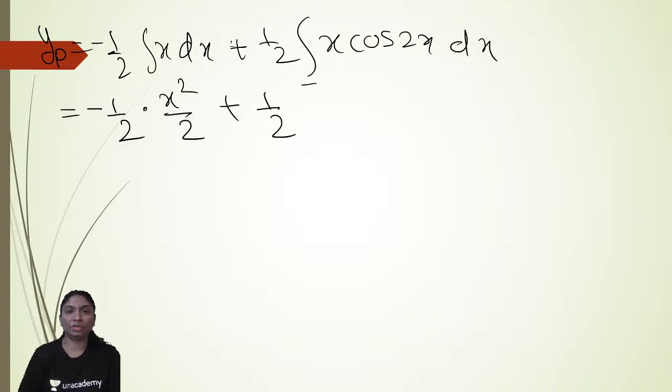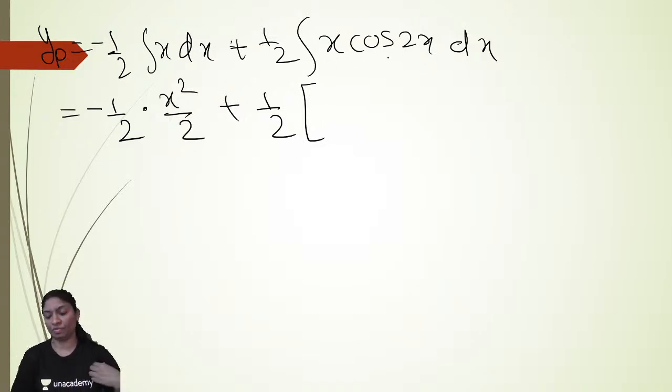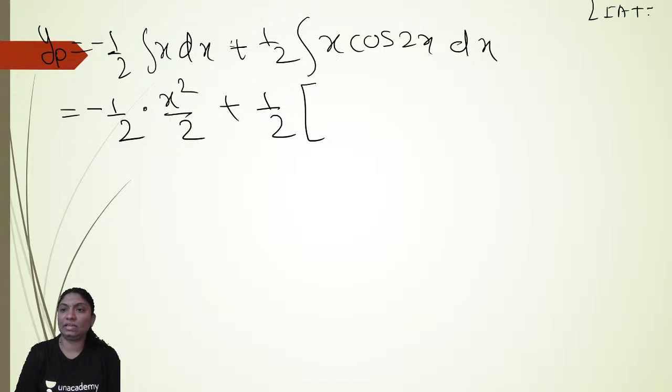Plus 1 by 2 into integration of x into cos 2x. So retain the first. We will apply the u into v rule, integration by parts. Here we will use by parts, so the u into v rule is LIATE: logarithmic, inverse trigonometric, algebraic, trigonometric and exponential. So here x is algebraic, so that is our u, and cos x is trigonometric, so that is our v.